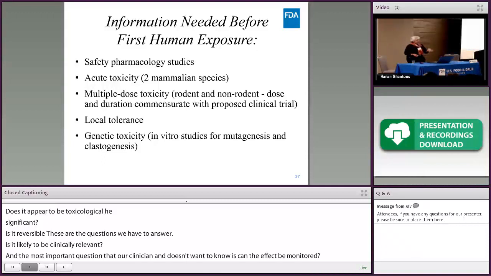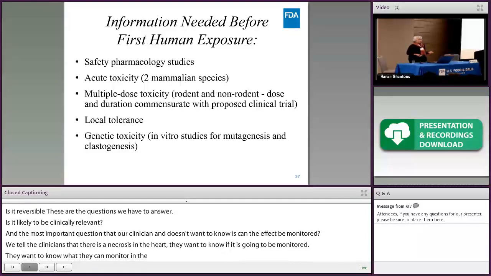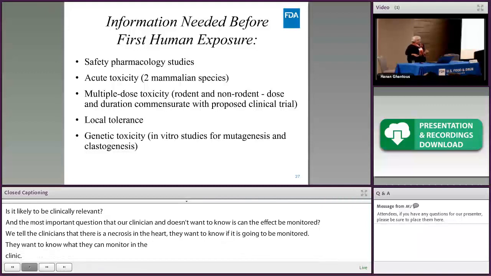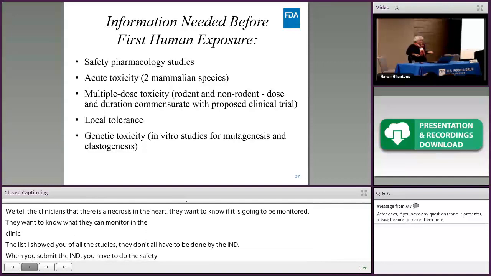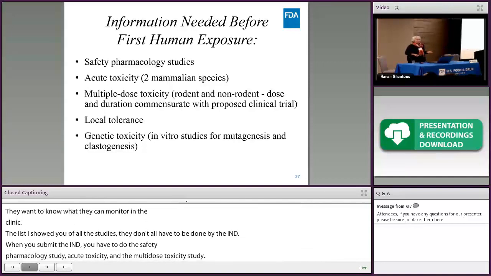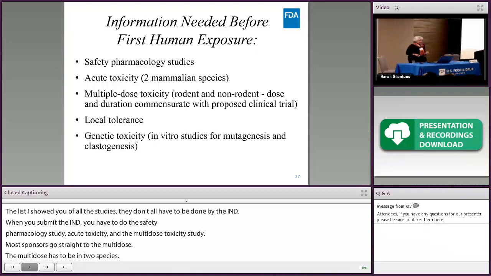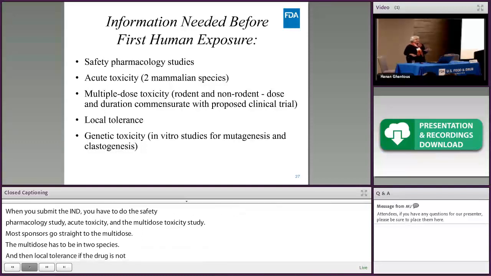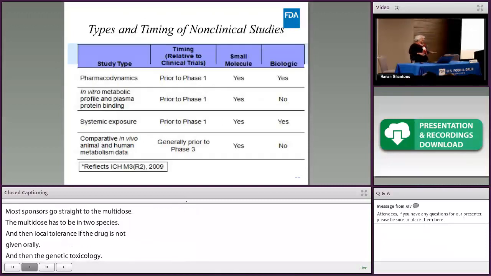So the list I showed you of all these studies, they don't all have to be done by the IND. When you submit an IND, you need to do the safety pharmacology study, the acute toxicity, and the multi-dose toxicity. Most sponsors go straight to multi-dose. They don't need to do the acute, and the multi-dose needs to be in 2 species. And then local tolerance if the drug is not given orally, if it's an IV or IM and/or sub-Q, and then the genetic toxicology, at least 2 of the studies of the genetic toxicology. So these are the studies that come with the IND. Don't have to do the carcinogenicity, the repro, or any of those other studies yet.